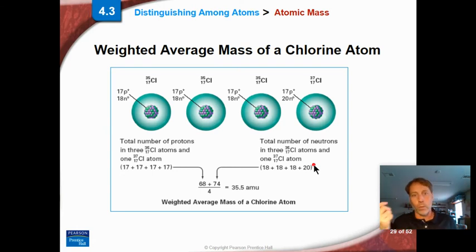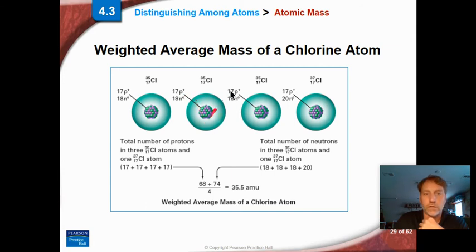So for the weighted mass of chlorine, here's how you would do that. The total number of protons in chlorine is 17. So it's going to be 17, 17, 17, 17. There are 17 in each one of these. See that?